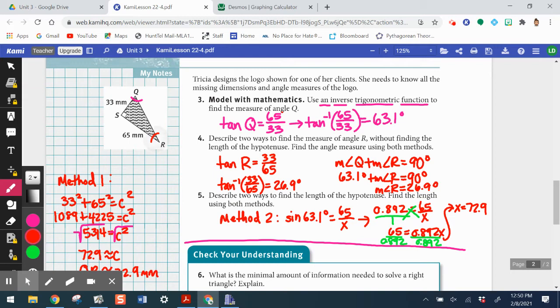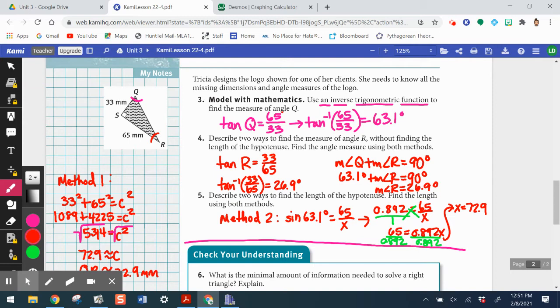So if R is the indicated angle, the opposite side to angle R is SQ, and that is 33 millimeters. Put that on top. And then the adjacent side to angle R is side SR, which is 65 millimeters. That's why I put it on the bottom, because the definition of tangent is the opposite side to the adjacent. And so again, if the goal is to find the measure of angle R, then we're going to take the tangent inverse of that ratio, and we found 26.9 degrees.